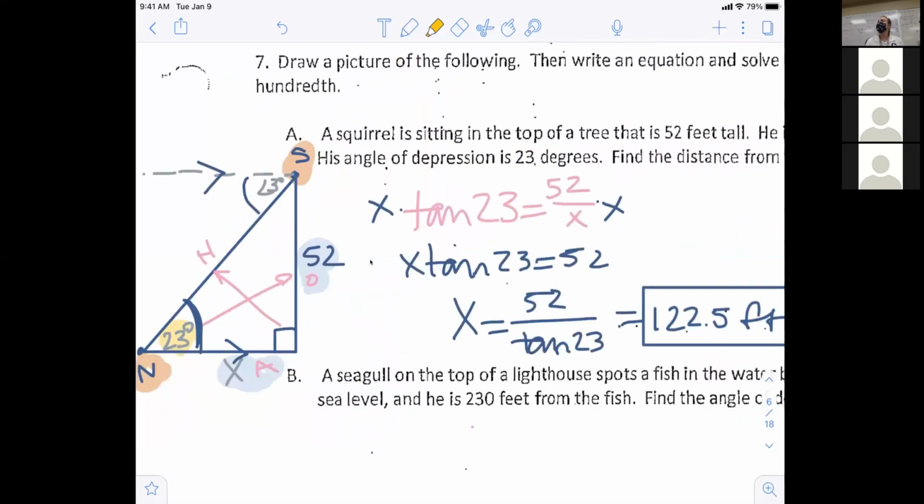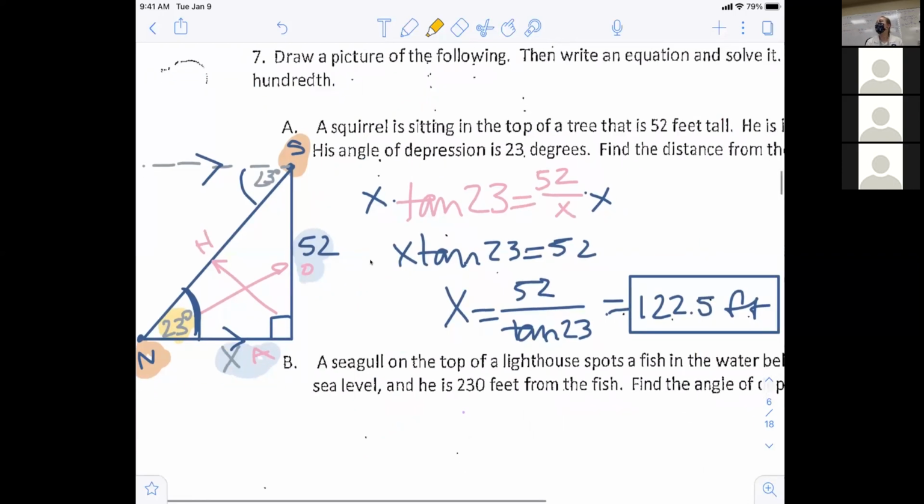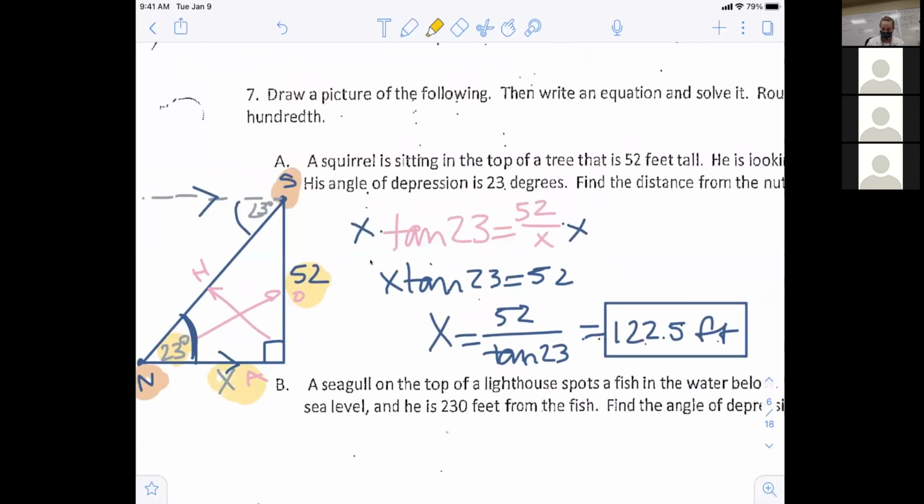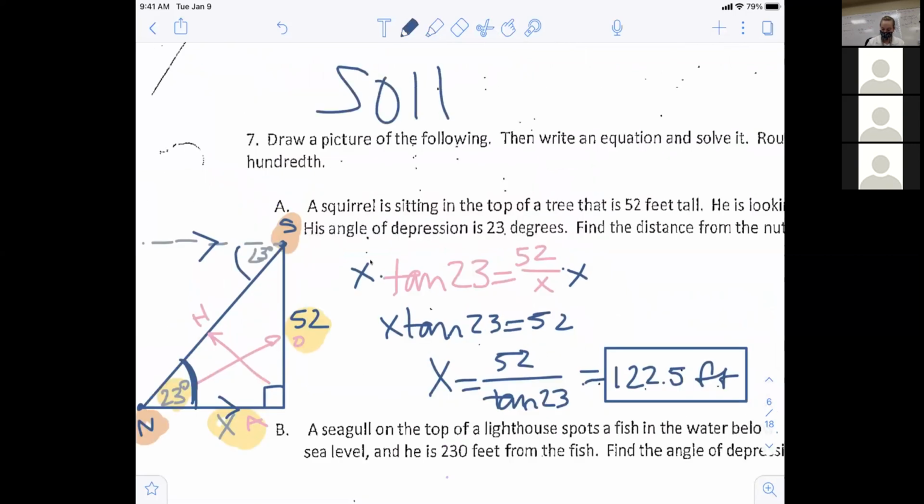Okay, so I put my angle of depression down there, and then I wanted to find out how far the nut was from the base of the tree. That's the horizontal distance on the ground. If I took a tape measure from where the nut's sitting to the base of the tree, that's how long it would be. So I want to draw my triangle and label my sides: opposite, adjacent, hypotenuse. I'm using opposite and adjacent, which means I'm using tan. If you forget, I would write SOHCAHTOA at the top of my page just so I wouldn't forget.